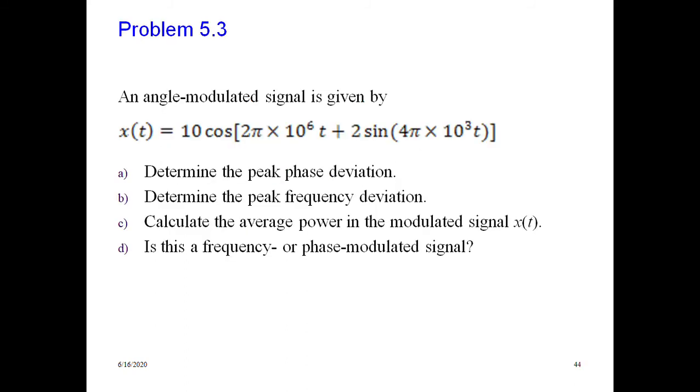All right, let's see the next example. Let's say we have an angle modulated signal, already modulated for you, equivalent to 10 cos of 2 pi times 10 to the power of 10 t, so this is the Fc, plus 2, which is the beta, times sine of 4 pi times 10 to the power of 3 t, which is the signal. Determine the phase deviation, frequency deviation, average power, and also whether this is a frequency or phase modulated signal.